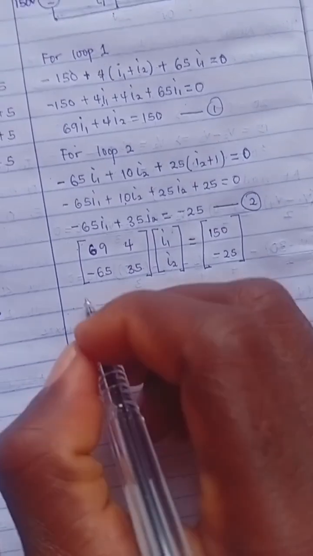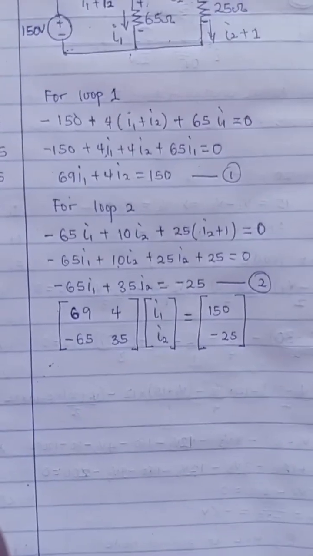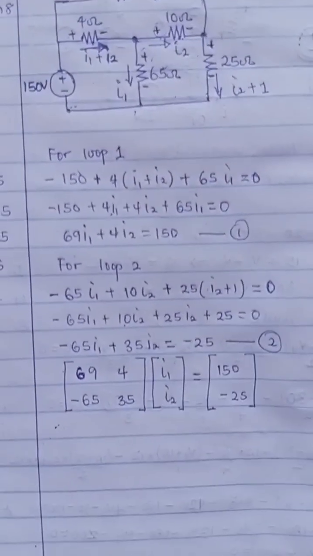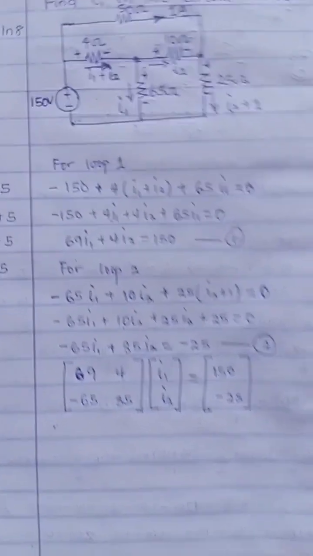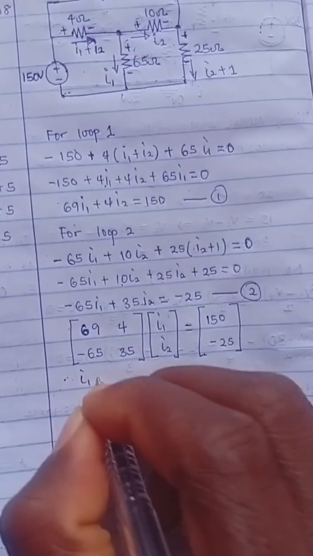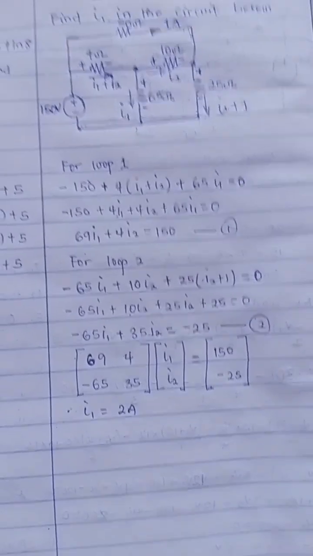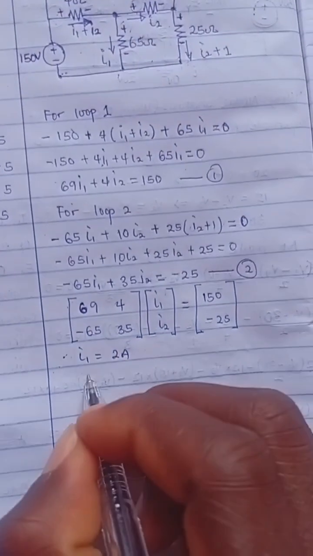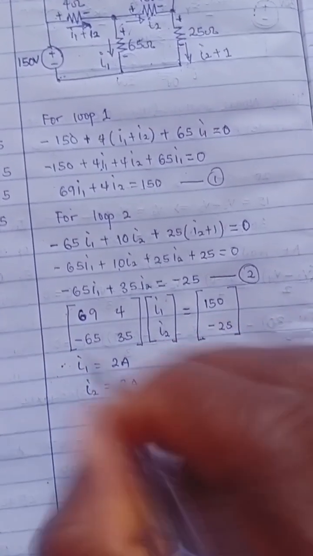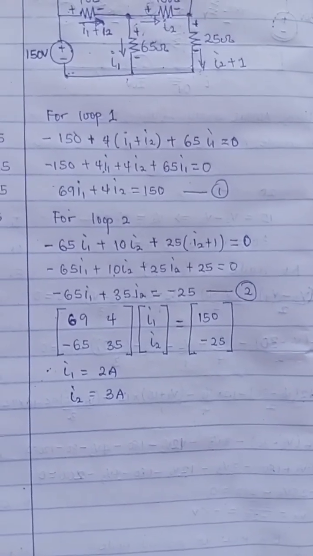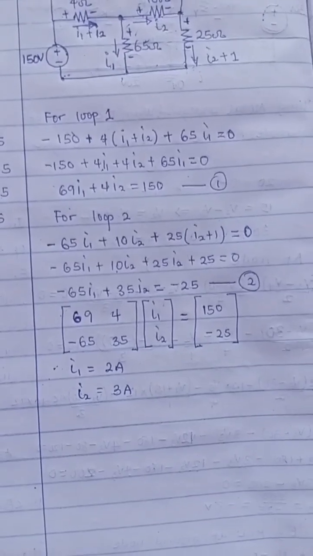If you solve this, you find the determinant, delta 1, delta 2. You could use several methods to solve this, which I'll leave to you, because at this stage it's believed you should be able to solve a simple 2 by 2 matrix. If you solve this, you get your I1 to be equal to 2 amperes, and then your I2 is equal to 3 amperes. You could as well solve this with your knowledge of simultaneous equations, I think substitution method, elimination method, and such.